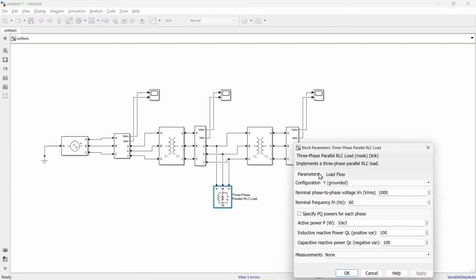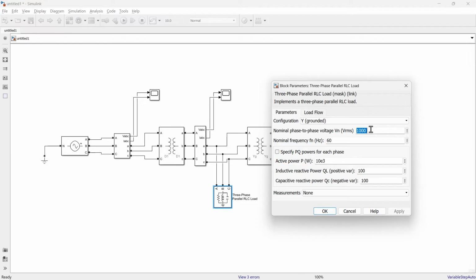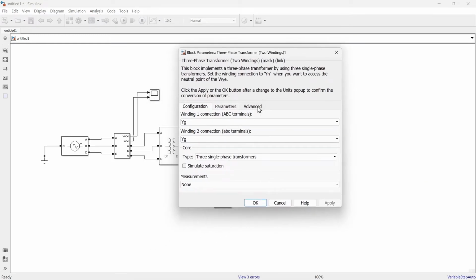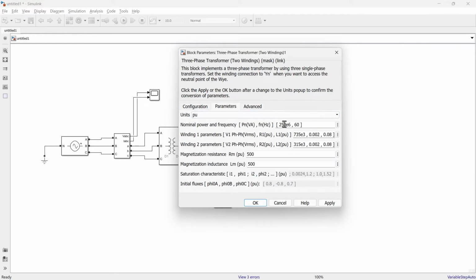Now let's set the load parameters. The nominal voltage is 33 kV, frequency is 50 hertz. Here it is a 10 kilowatt load with 200 VAR inductive reactive power. Okay, so now it's time for this transformer. Let's make it Dy1 grounded. Now let's go for the parameters. Here it's 50 kVA, primary voltage is 33 kV, and let's say the secondary voltage is converting it to 415 volts.